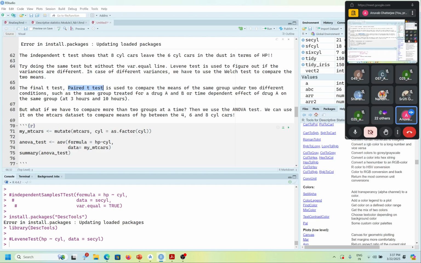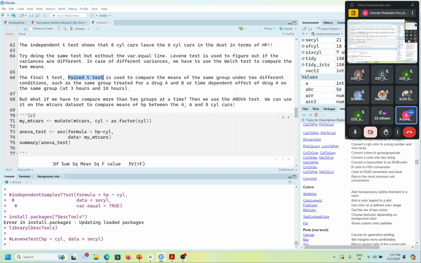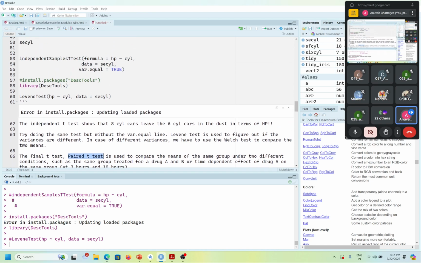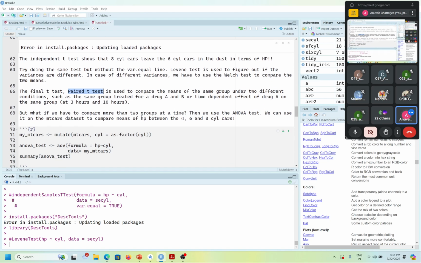Or it could also be time dependence. So conditions could also be time. Say you put the person on drug A and looked at him after 3 hours as compared to 10 hours, or 3 days compared to 10 days, 3 months compared to 10 months. It is the same person or the same group. You are just comparing the same group under different conditions, either time points or different conditions like drugs or whatever else you can figure out. That is when you use the paired t-test. This one I am leaving for you guys to figure out how to work with. It is very similar to the independent and one sample t-tests.